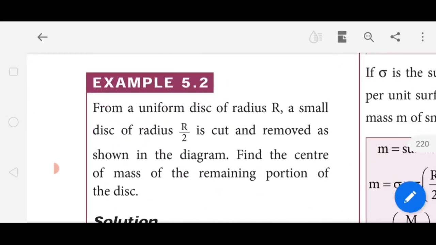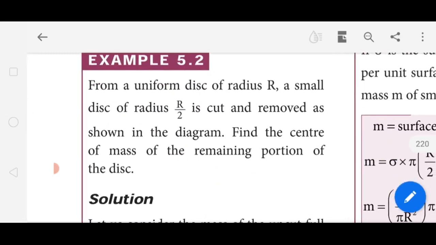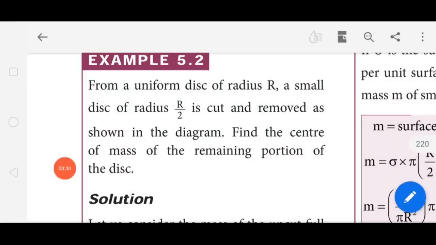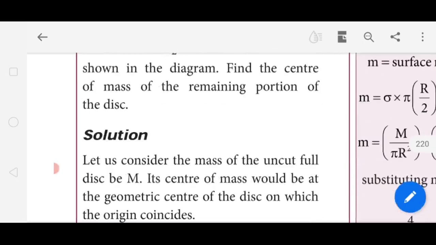And come to the next problem, that is, for a uniform disk of radius r is given and a small disk of radius r by 2 is cut and removed as shown in the diagram. Find the center of mass of the remaining portion.